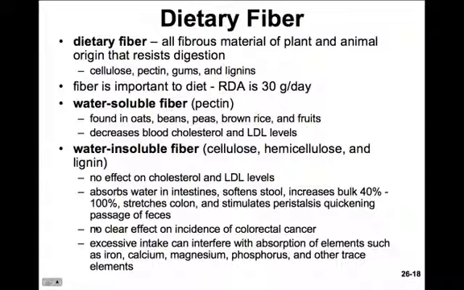First of all, there's water-soluble fibers like pectin that we find in things like oats and beans and peas, brown rice, and fruits. And these aid mostly to decrease the blood cholesterol and low-density lipoprotein levels. These are the bad cholesterols.